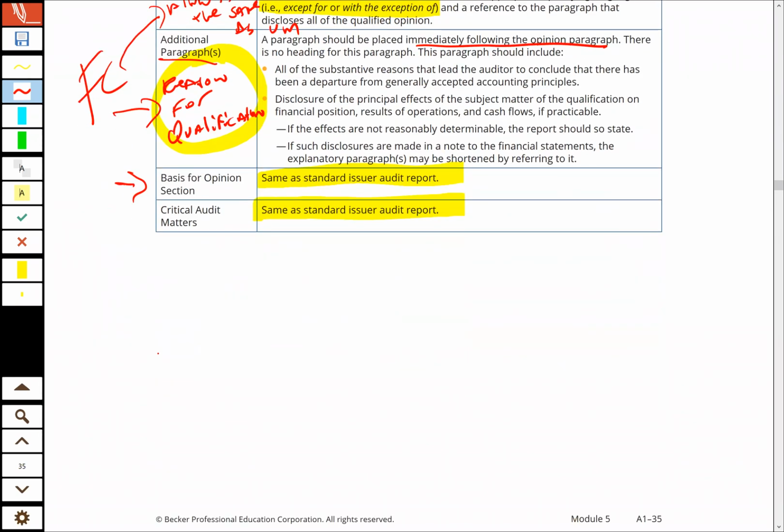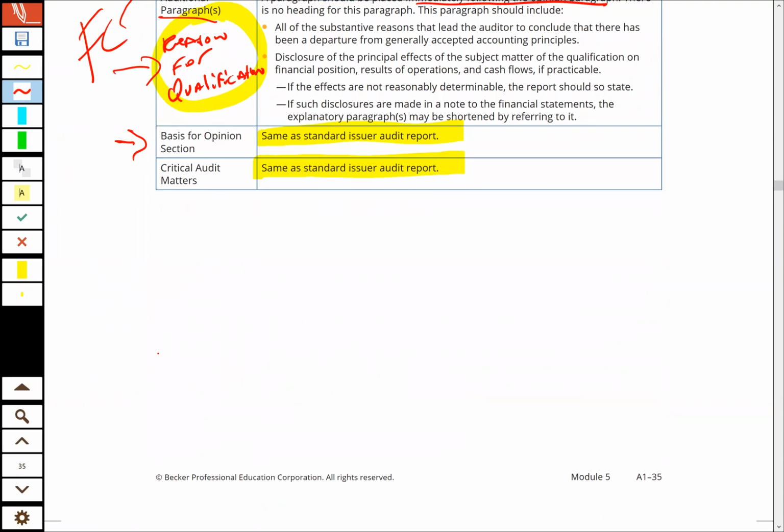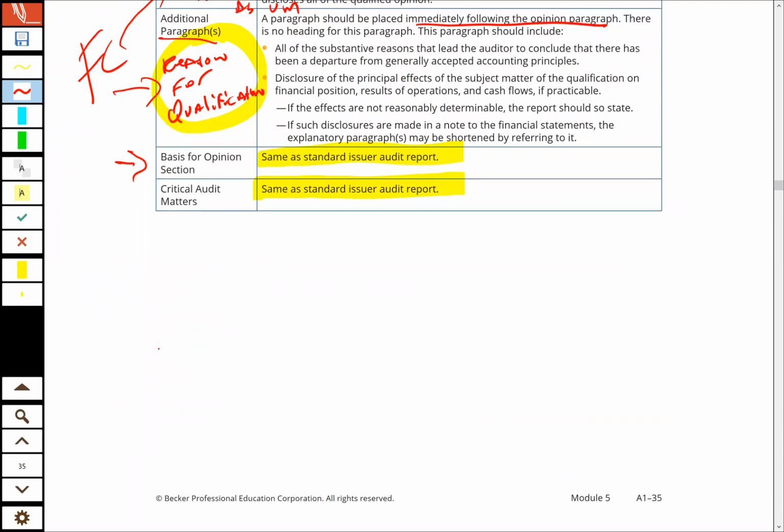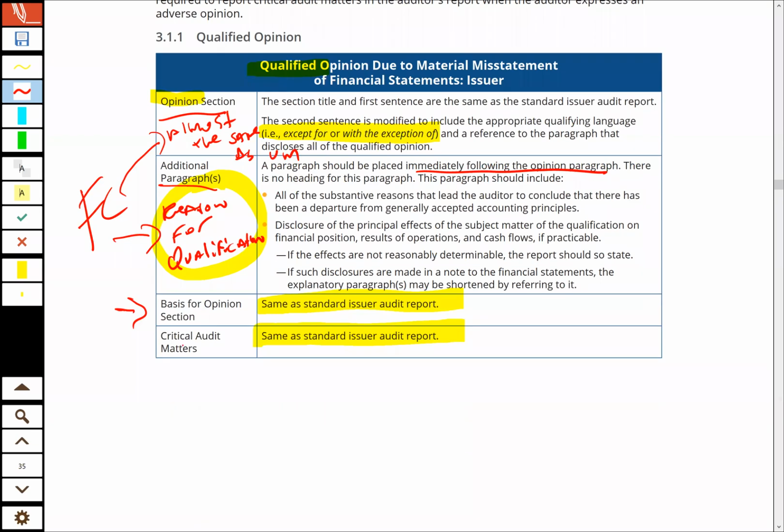I have a question. So for these flashcards for the qualified and modified opinions, we should know the order of the paragraphs, and if the paragraph is different from the paragraph in the unmodified or unqualified opinion, and what is the difference?